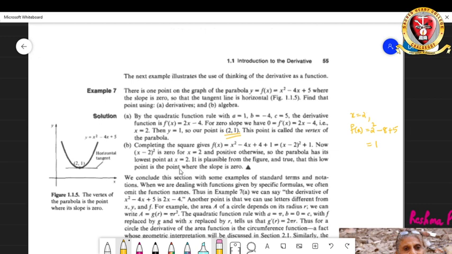Also, we can find it in a normal algebraic way. How can we find it? f of x is equal to x square minus 4x plus 4 plus 1, which can be rewritten as (x minus 2) the whole square plus 1. We know that (x minus 2) the whole square is 0 when x is equal to 2, so the parabola has its lowest point at x equal to 2. From the figure, you can understand that the point will be (2, 1), the lowest point on the parabola.